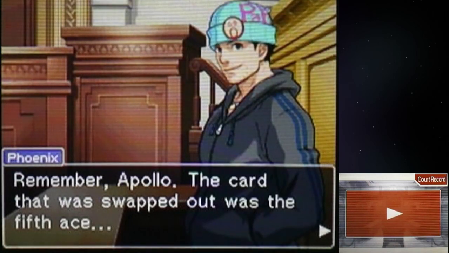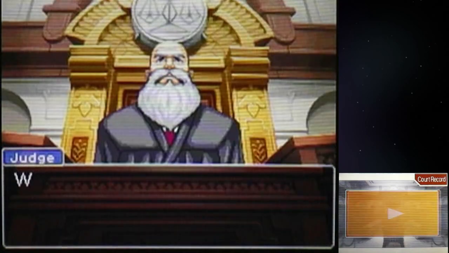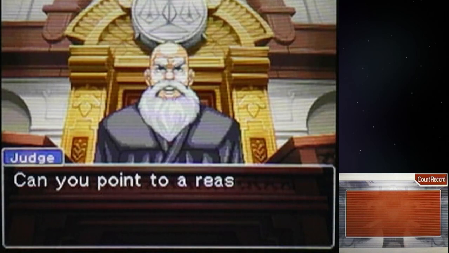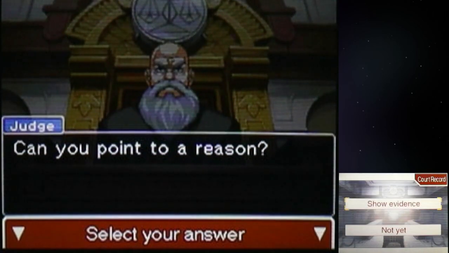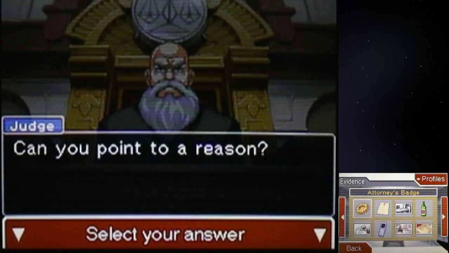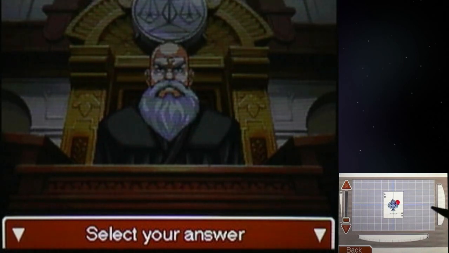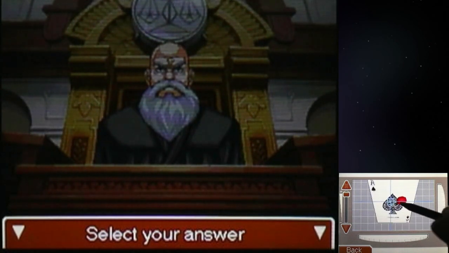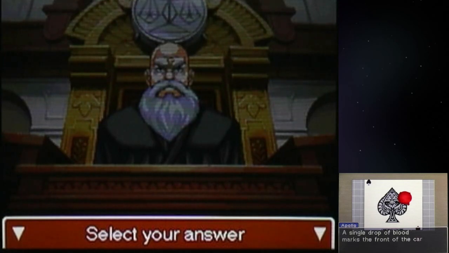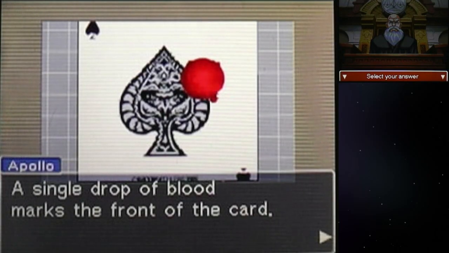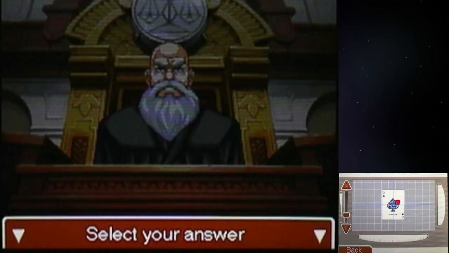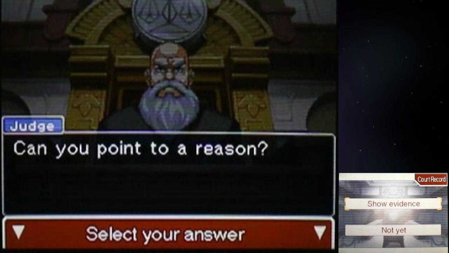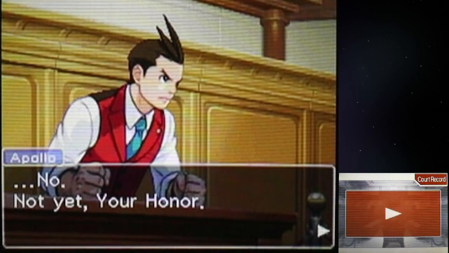Remember, Apollo, the card that was swapped out was the 5th ace. The 5th ace, right. Well, Mr. Justice, the question of why the killer would swap out a card has been raised. Can you point out a reason? Can I check it? A single drop of blood marks the card. Marks the front of the card. I don't know. I'm gonna say not yet. No, not yet, Your Honor.